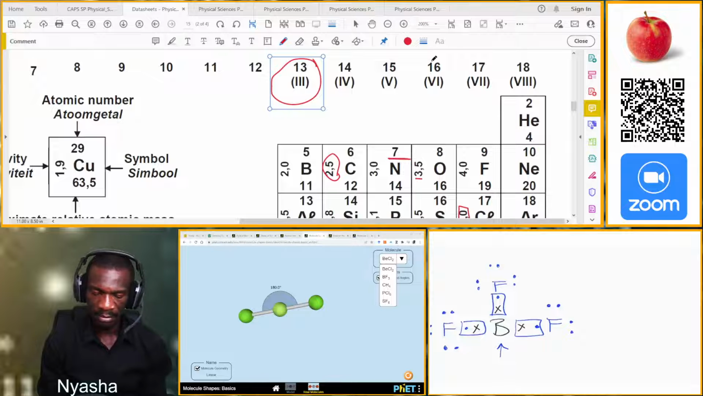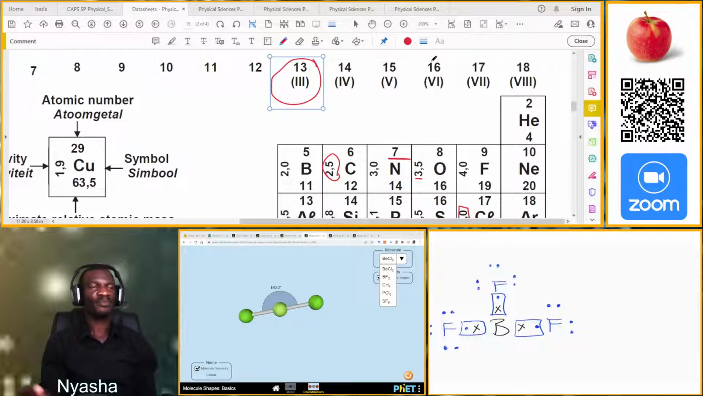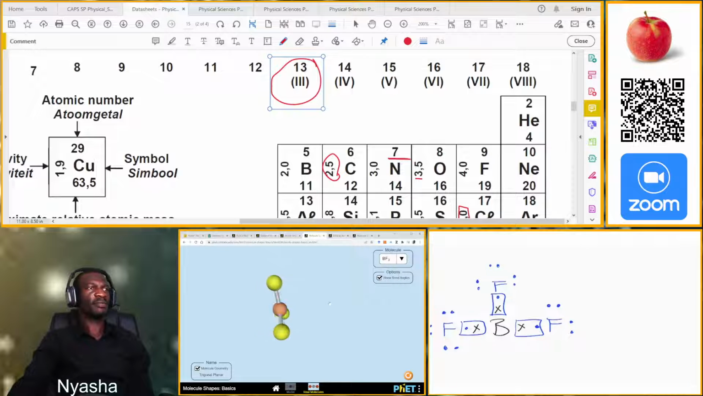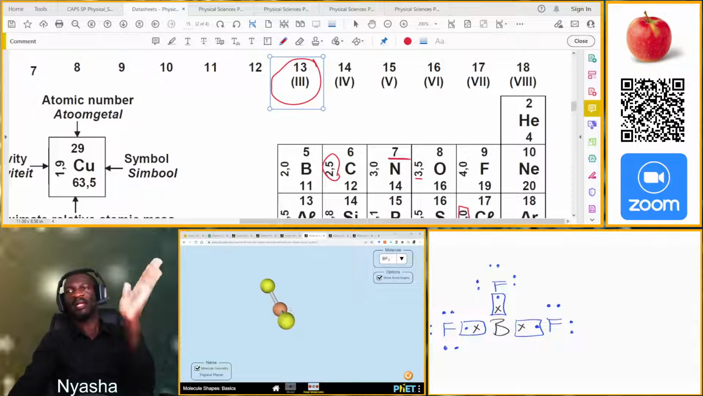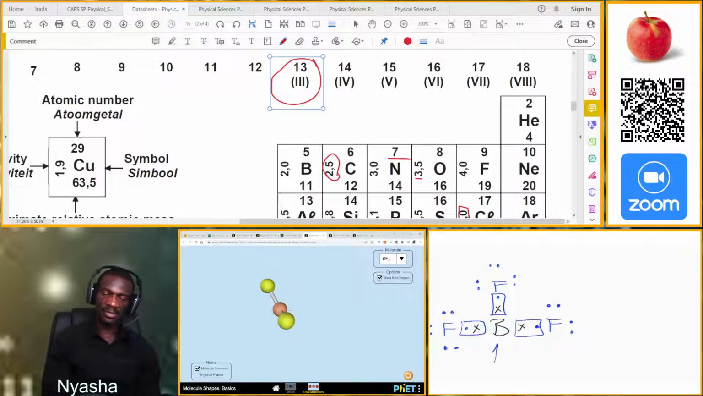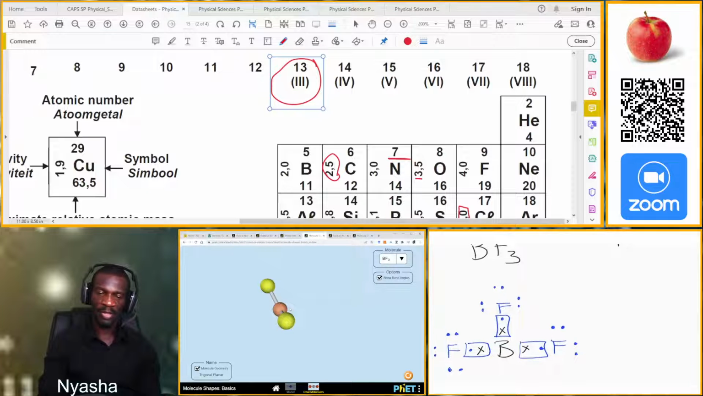But our boron is not stable. So if we just look at the molecule shape, it's trigonal planar, or planar. So it's on one plane. The central atom is surrounded by how many bonding pairs?